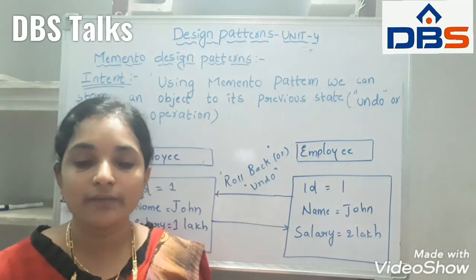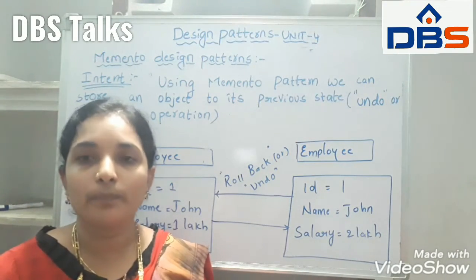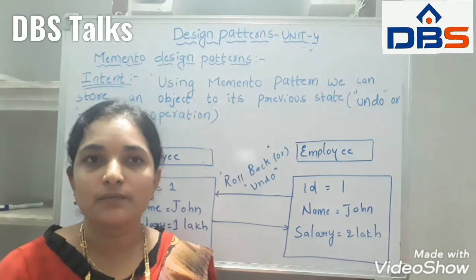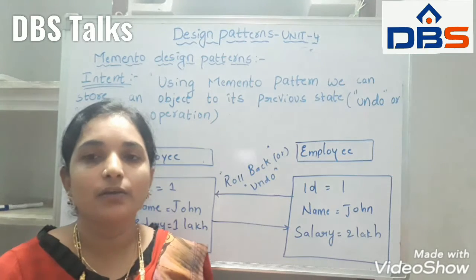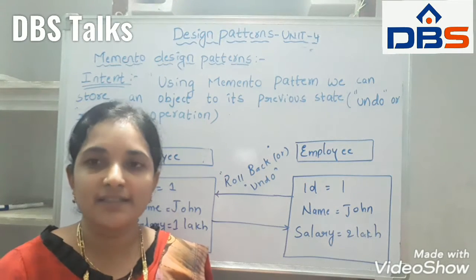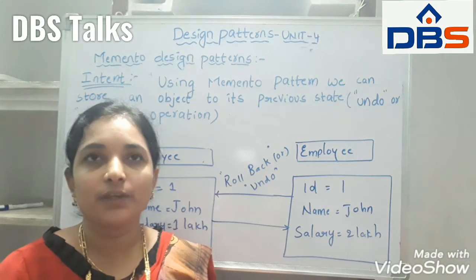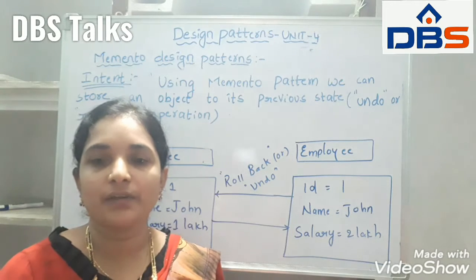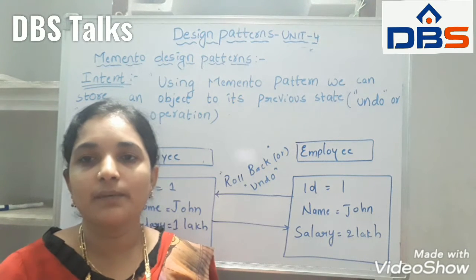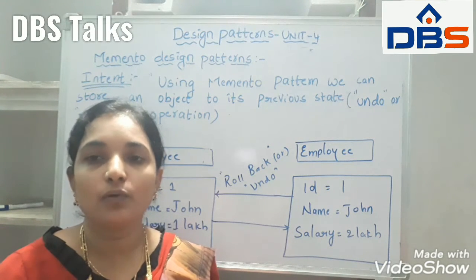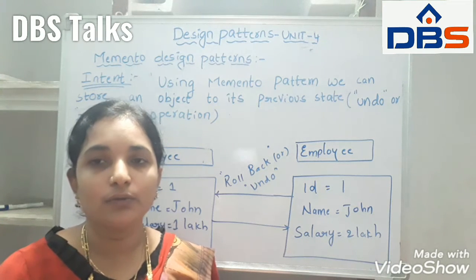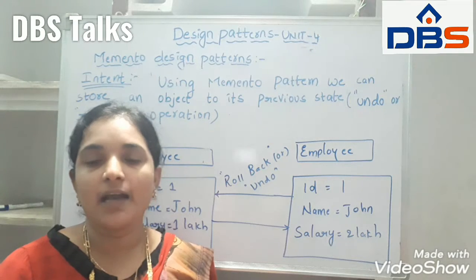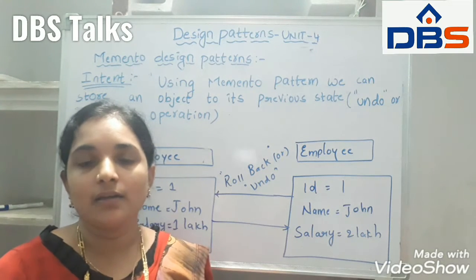It means, for example, whenever we are using MS Word, we are typing some text. Sometimes the user makes mistakes or changes the data, and if the user wants the previous state of the information, he uses the Memento design pattern, which will roll back the data, or we can use undo, and the previous data will be available again. That is why we are using the Memento design pattern here.